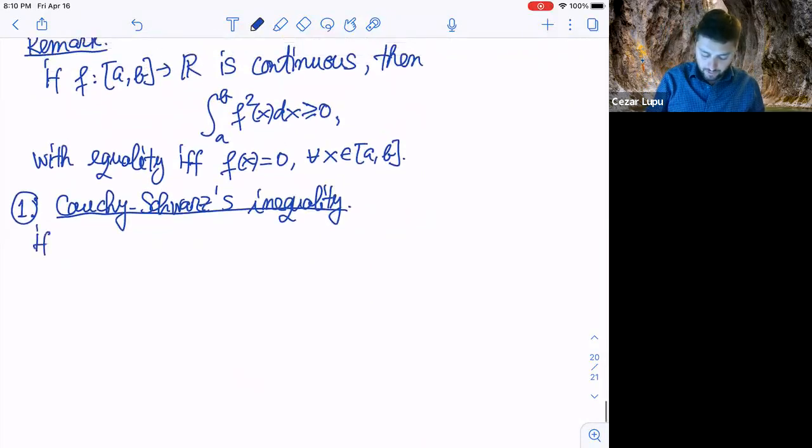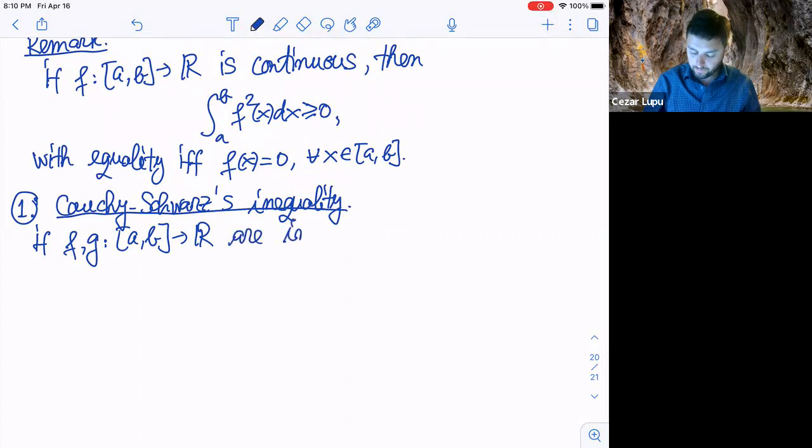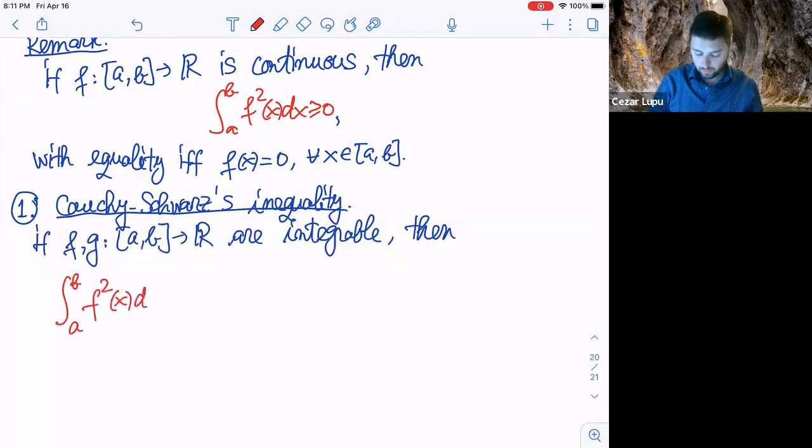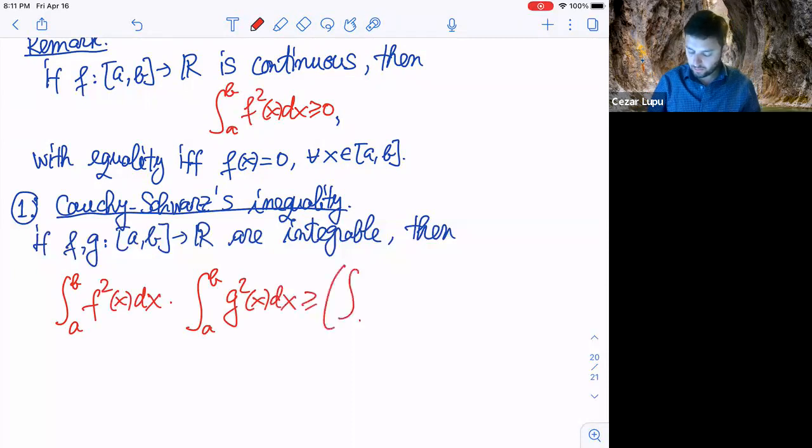Basically, the Cauchy-Schwarz inequality has the following statement. It says that if f and g are two real valued functions that are integrable, then the following inequality holds true. And let me write it with a color. We have that the integral from a to b of f squared of x dx times the integral from a to b of g squared of x dx is greater or equal than the integral from a to b of f of x times g of x dx, and everything squared.